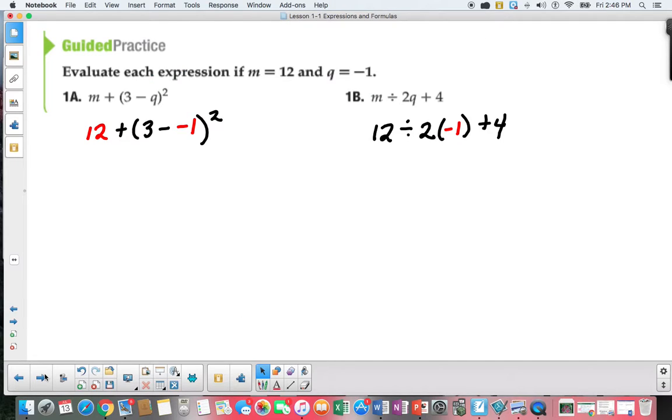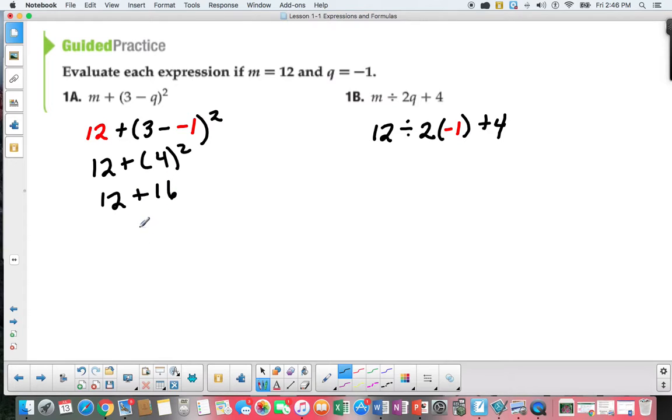You can see that I have already substituted the values, so now all I have to do is evaluate. So I'm going to evaluate what's inside the parentheses, which is going to be a 4. Now I have to decide whether to do exponents or addition, and I'm going to do exponents, and then I can do the addition last, which is 28.